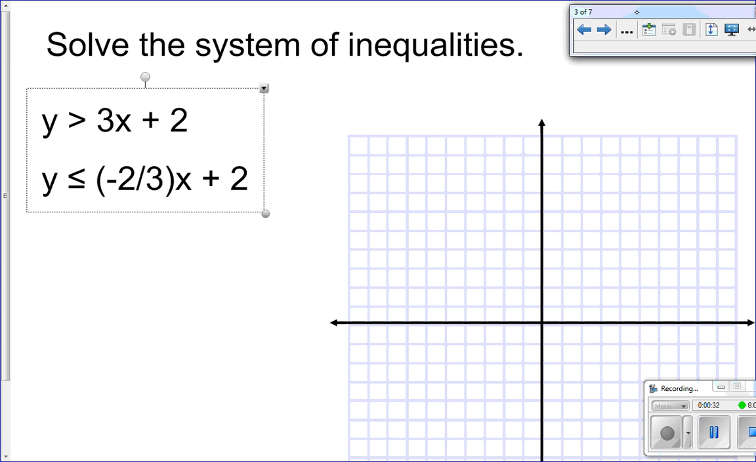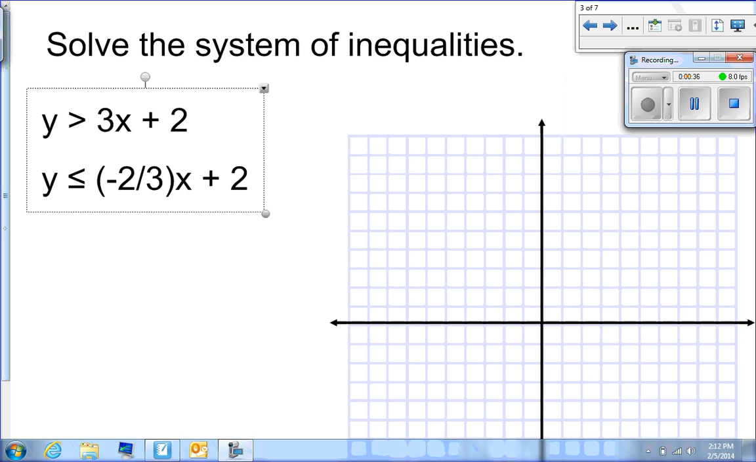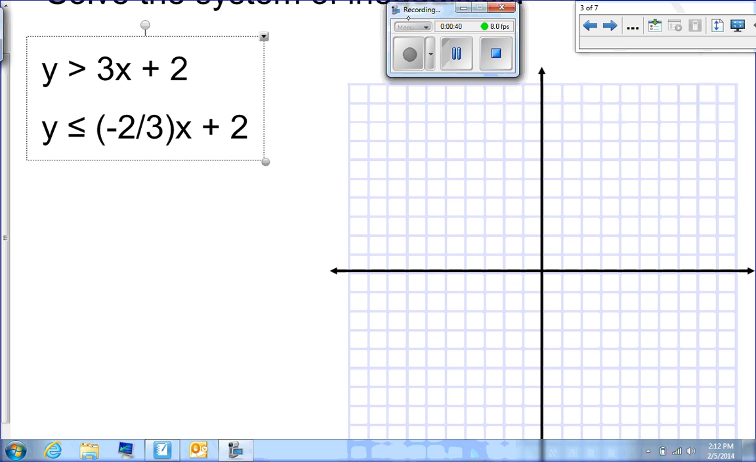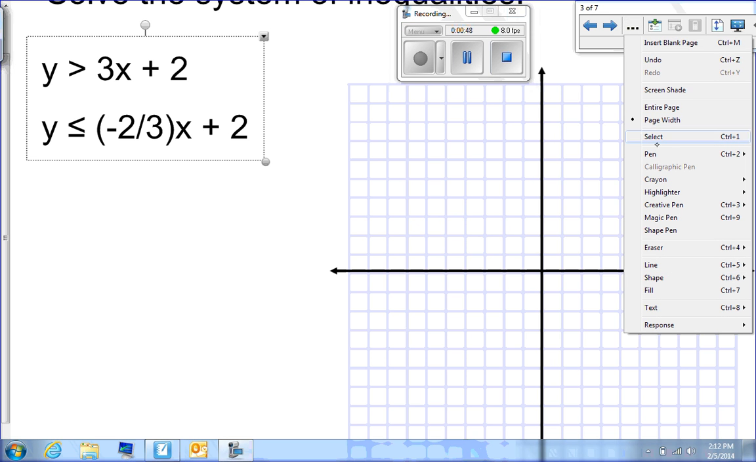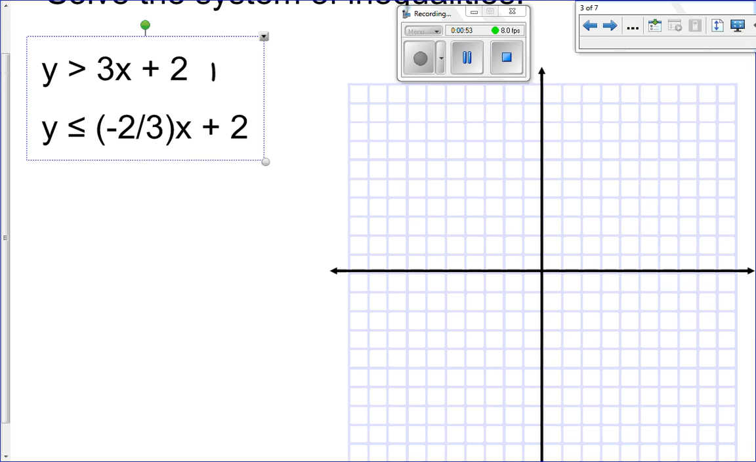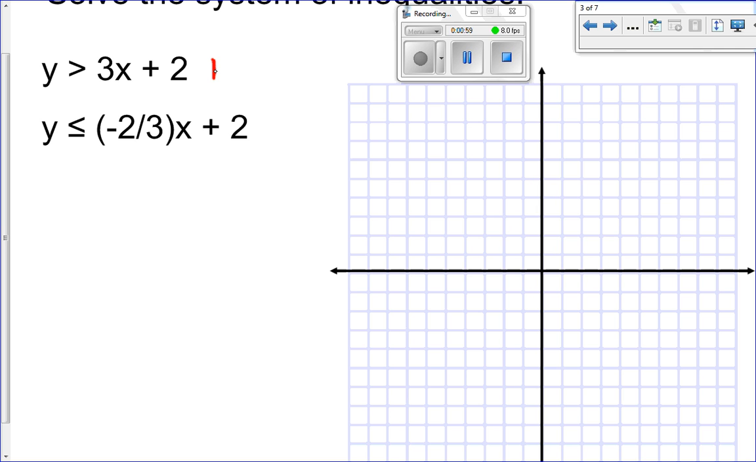So let's look at these together. I have the inequalities y is greater than 3x plus 2 and y is less than or equal to negative 2/3 x plus 2. So I'm going to do these in two different colors. I'm going to do one in red, and I'll label this one the red one. This is going to be my red line, and I'm going to graph that one first.